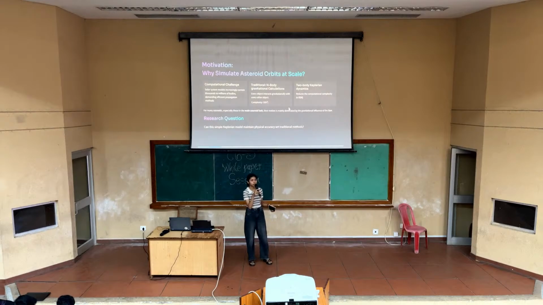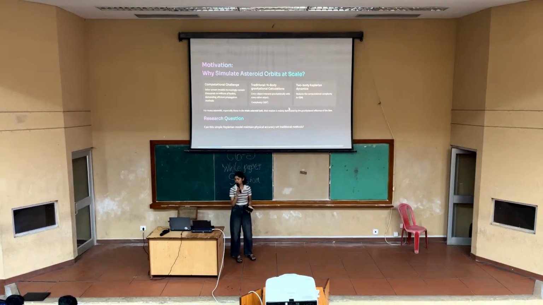The asteroid motion is mainly influenced by the gravitational influence of the Sun. So their inter-asteroid interactions do not have a very heavy influence on their position or velocity. So we can reduce this problem of O(N squared) to an O(N) problem if we consider only the gravitational influence of the Sun on every asteroid at any particular time. So this is what I have implemented in my research. So the main question is, can this simple model maintain physical accuracy with respect to traditional methods?